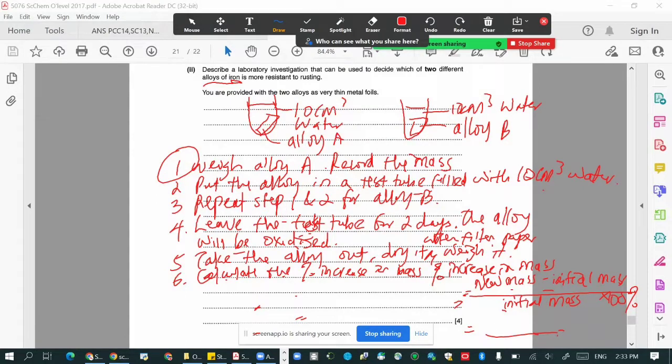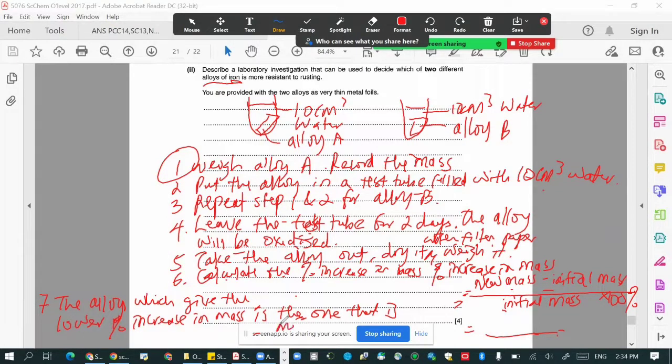And then with this percentage increase in mass, how do you conclude? That would be step 7. The alloy which gives the lower percentage increase in mass is the one that is more resistant to rusting, which ties back to the question: which of them is more resistant? If it is more resistant, then the amount of rust formed will be lesser, which means that the increase in mass is lower.